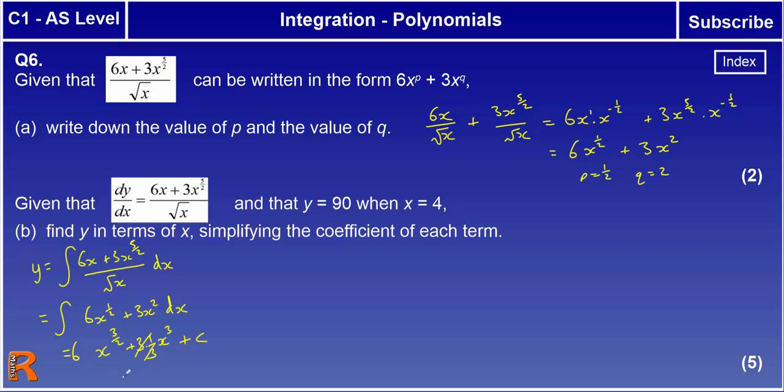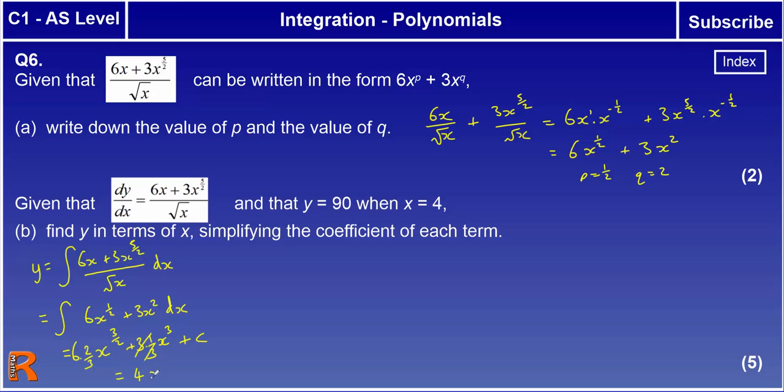So we end up with 6 lots of how much by 2 over 3? 6 times 2 over 3 is the reciprocal of that. So 6 times 2 is 12, divided by 3 is 4.